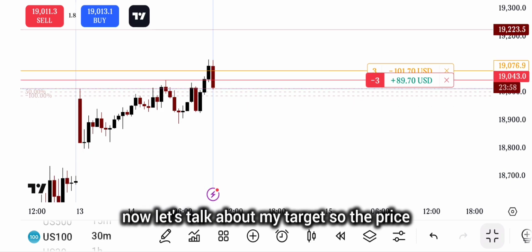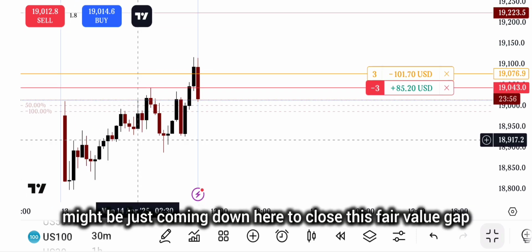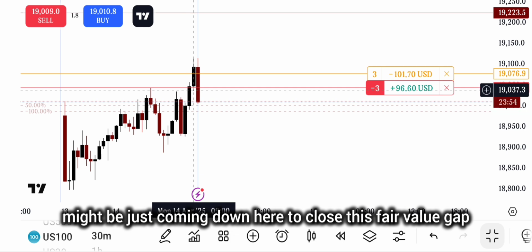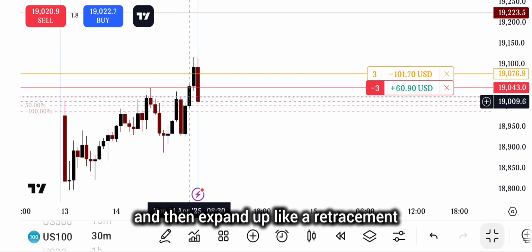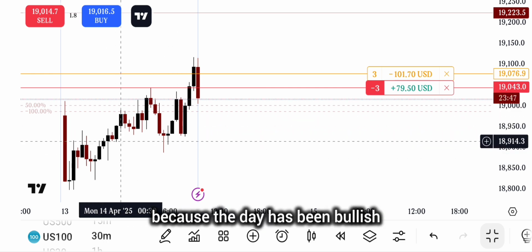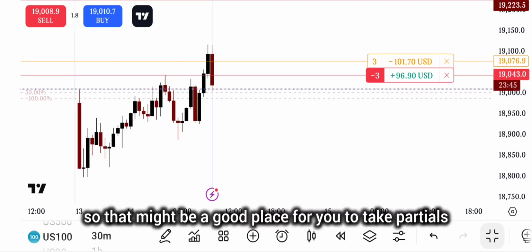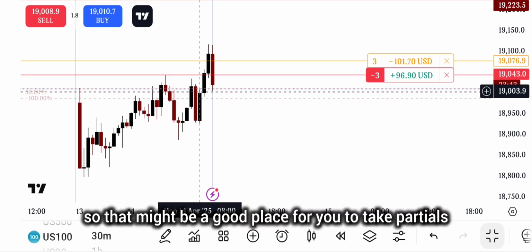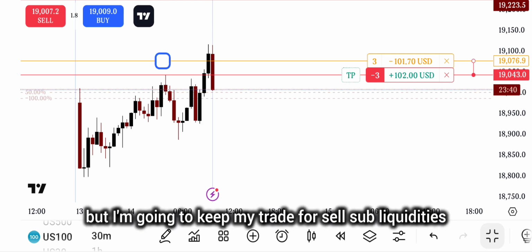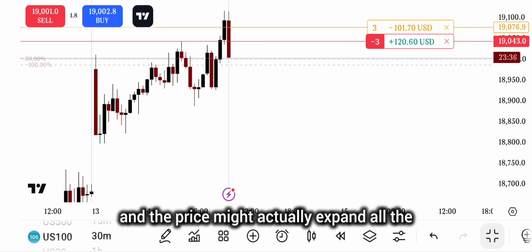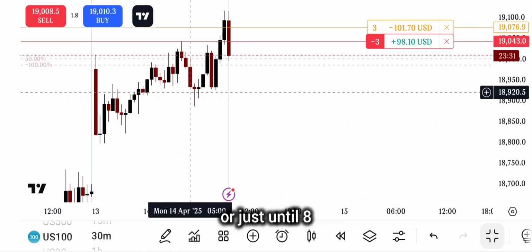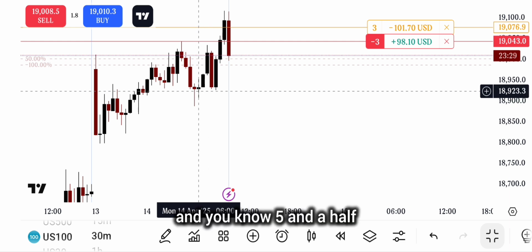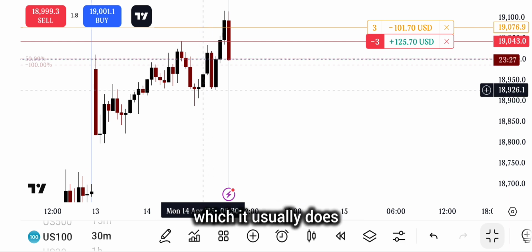Now let's talk about my target. So the price might be just coming down here to close this fair value gap and touch this order block and then expand up like a retracement, because the day has been bullish. So that might be a good place for you to take partials, but I'm going to keep my trade for sell side liquidities, and the price might actually expand all the way down to the new week opening gap, or just until 8:55, which it usually does.